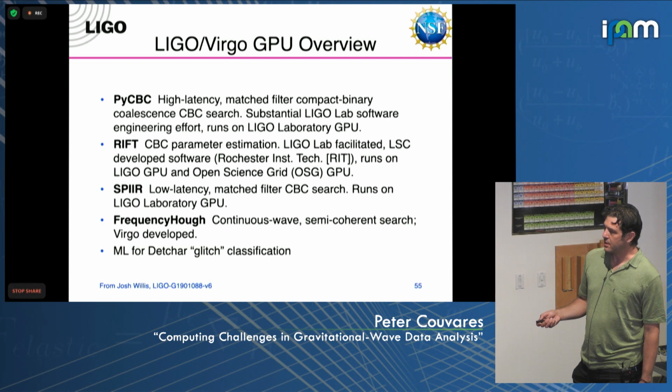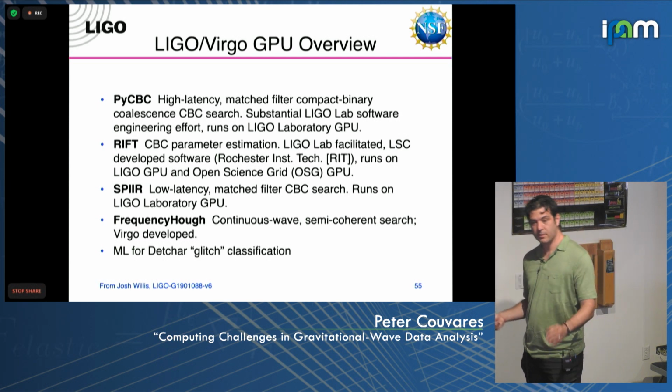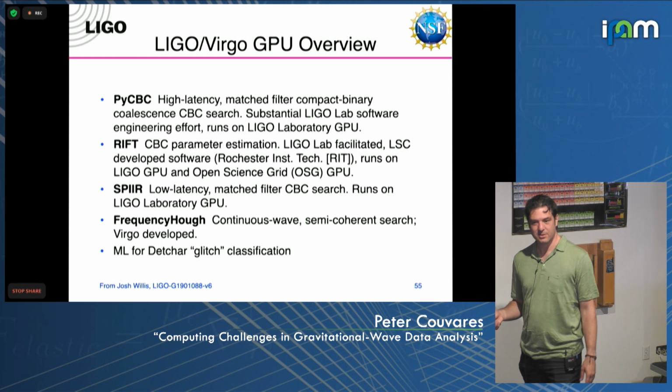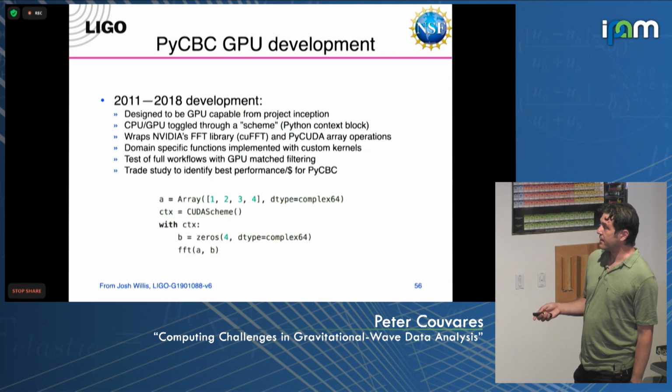And there are machine learning codes that run on GPUs for glitch classification. So that gets to what Marco was talking about this morning: can we figure out a blip glitch is a blip glitch faster? I don't need to go through the details of this, but I'll talk about some of the work we did to port this code to GPUs.